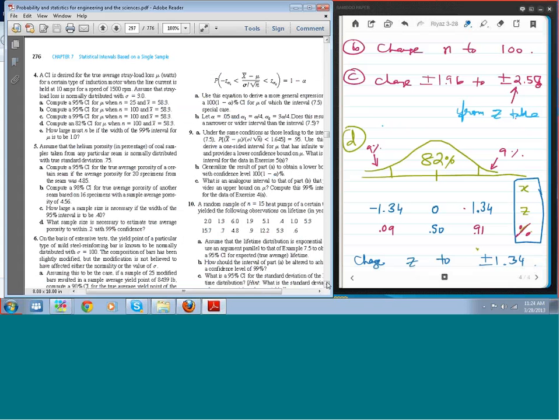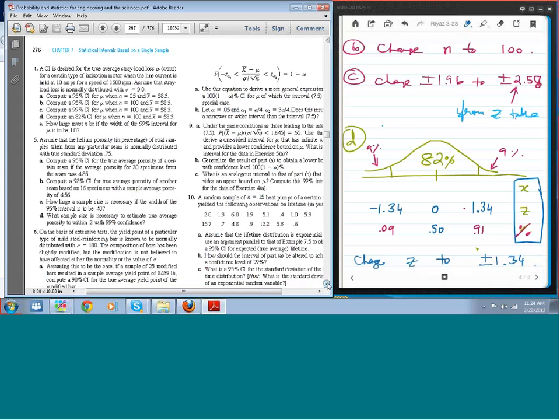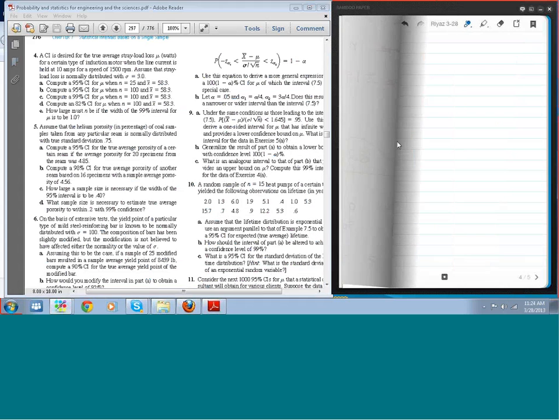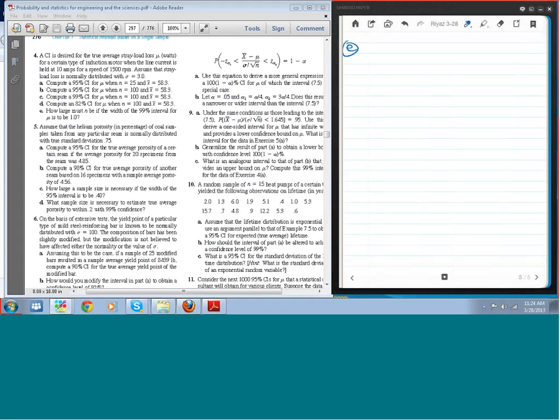Okay, 4. Now E. How large must n be if the width of the 99% interval for mu is to be 1? Okay, so we've got to draw this one out. You're looking for a 99% confidence interval. So 99% in the middle. So you basically want 0.5% right here and 0.5% right here, right? That's your goal. Now, keep your things neat and organized, Z and percent. The midpoint is 0 and 50% here.